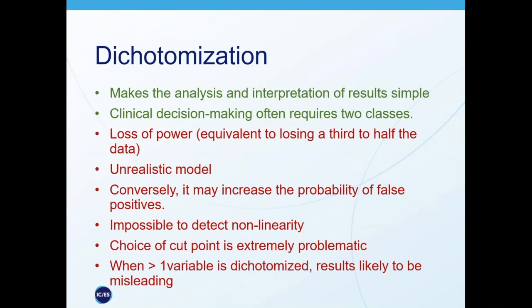Sometimes we go hunting for a good cut point, and that's even more problematic. Do I get a significant result if I take my cut point here? Well, what about here? Well, maybe I'll try here. And in that case, you really need to adjust your p-values to account for the fact that you've gone looking for the best place to make your cut point. And as you can imagine, when more than one variable is dichotomized, the results are just likely to be misleading. Your conclusions are likely to be wrong.